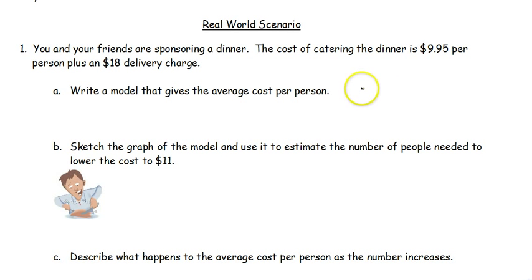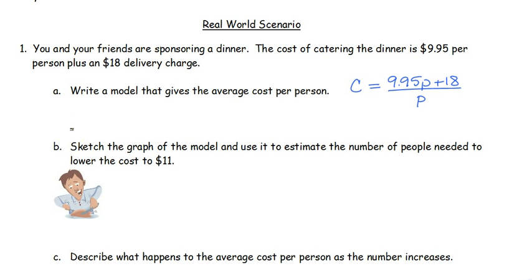So we know that the total cost is going to be $9.95 per person plus the $18 delivery charge. But that's the total cost, that's not the average cost. To find the average cost, we have to divide by how many people there are going to be. That's what's going to divide that $18 per person.